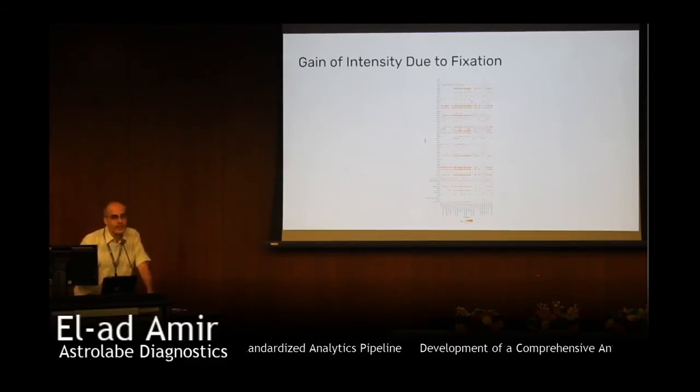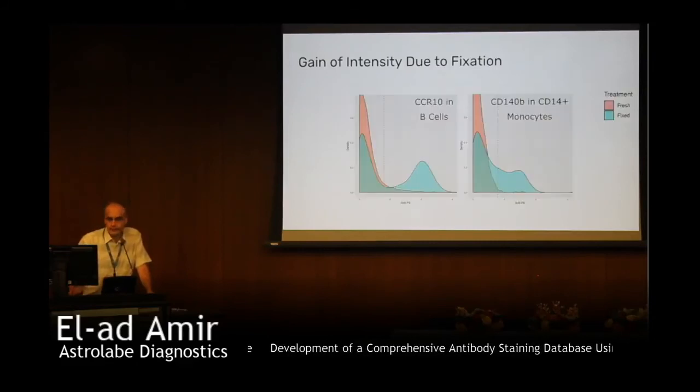Again, this is a screen, so take everything with a grain of salt, and there's a slew of validations that could come out of this work. Focusing on a few of the distributions, to your left you see CCR10 in B cells. The red one is fresh and there's no signal there, but some of the B cells gain some sort of signal after fixation, and the other one is CD140B in CD14 monocytes.